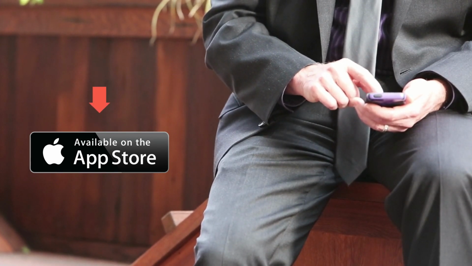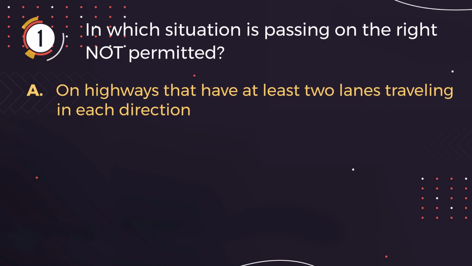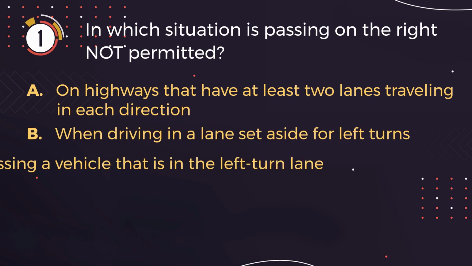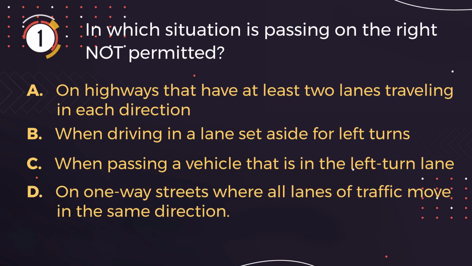Number 1. In which situation is passing on the right not permitted? A. On highways that have at least 2 lanes traveling in each direction. B. When driving in a lane set aside for left turns. C. When passing a vehicle that is in the left turn lane. D. On one-way streets where all lanes of traffic move in the same direction.